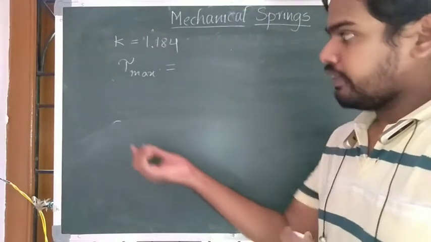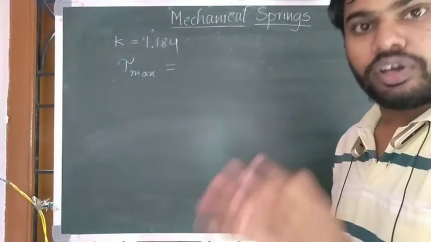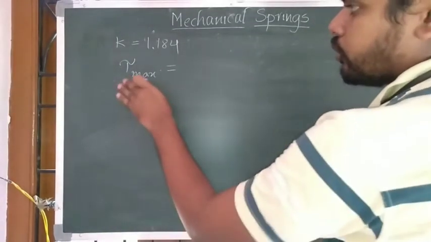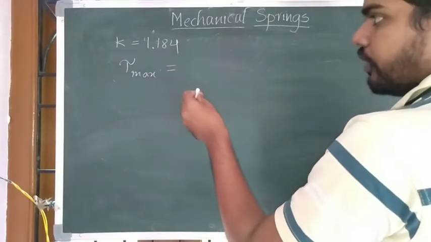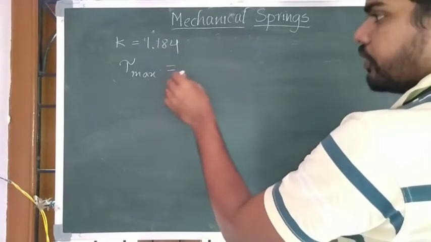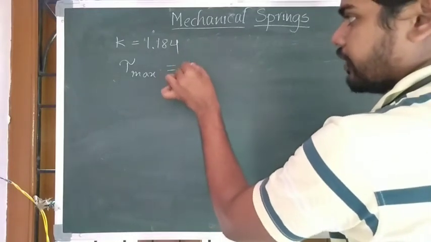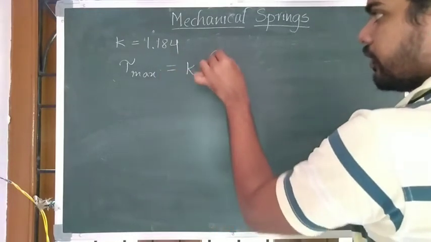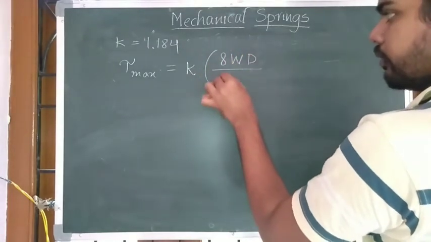Now we have a relation for shear stress, so we have to use those formulas. The fundamental formula: tau maximum shear stress in a helical spring. What is the formula considering the curvature effect? K into 8W capital D by pi.